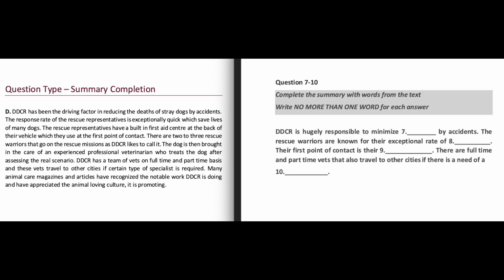So now, as I told you before, when you're trying to do the summary completion, you have to go by the meaning of the sentence, what they are talking about, and then you try to look for the word in the summary. In this case, they are talking that DDCR is hugely responsible, which means DDCR has played a great role in something and has been a driving factor in something. So if you just look at the first line in the paragraph, it says DDCR has been a driving factor, which means it has been hugely responsible in reducing, now reducing means minimizing, the deaths of stray dogs by accident. So the correct word over here would be deaths.